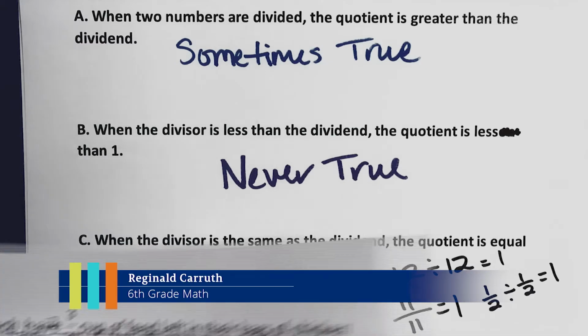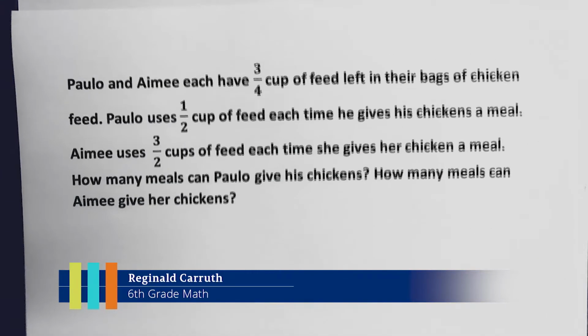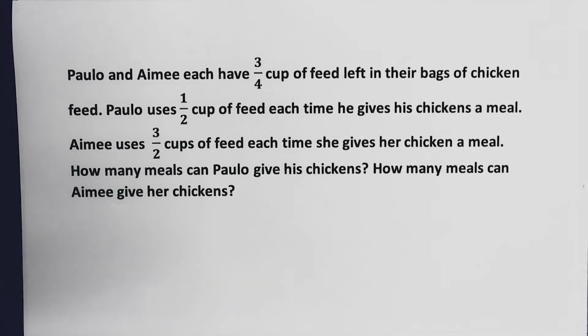I'm going to give you a second, and I want you to read this problem on your own. Paulo and Amy each have 3/4 cup of feed left in their bags of chicken feed. Paulo uses a half a cup of feed each time he gives his chickens a meal. Amy uses 3/2 cups of feed each time she gives her chickens a meal. How many meals can Paulo give his chickens? And how many meals can Amy give her chickens?